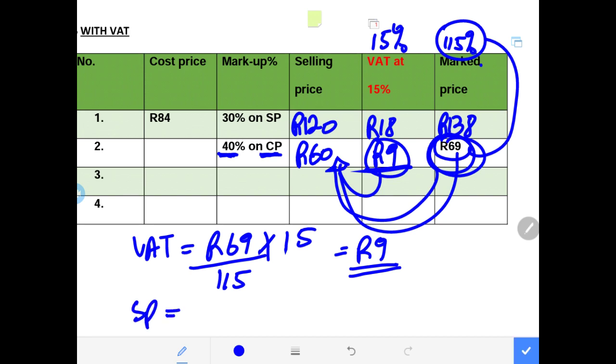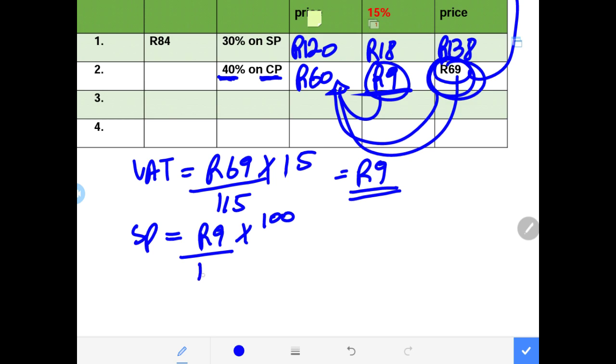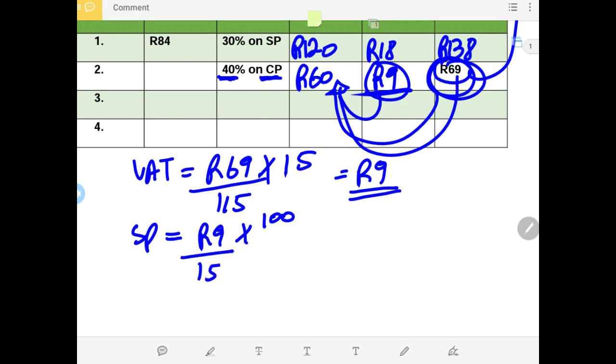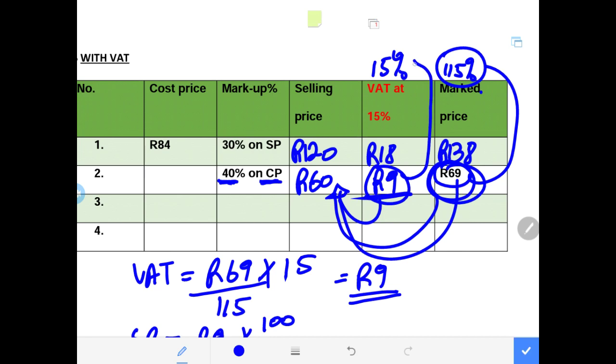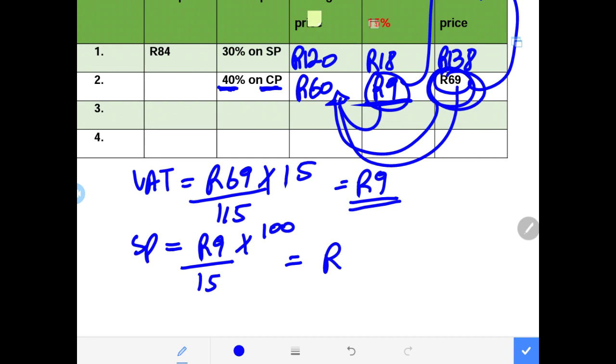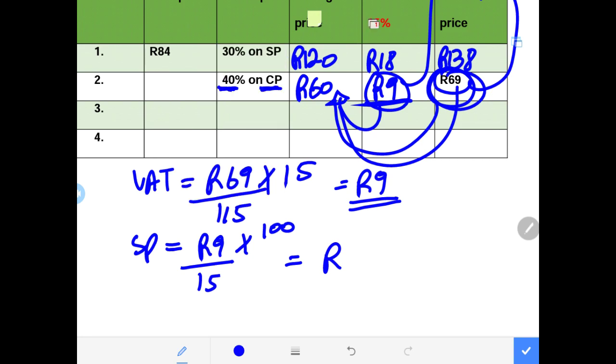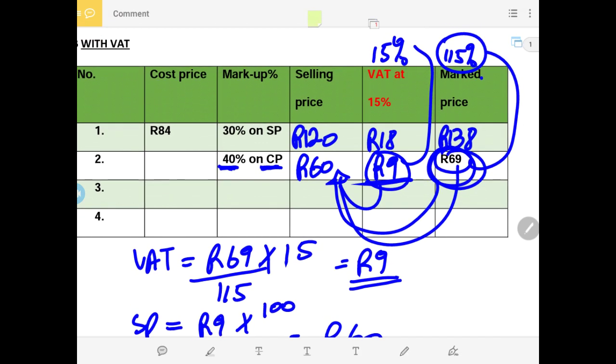When we move from the amounts of VAT, selling price is 100%. So now we are saying how much do we have is 9 Rand. Times by what we are looking for, which is 100. Then we divide by the percentage of the VAT amount, which is 9 Rand. 9 Rand comes from the 15 percent column. That's why we divide by 15. So we said 9 divided by 15 times by 100. This gives us 60 Rand. That is where the 60 Rand comes from as the calculation of our selling price.